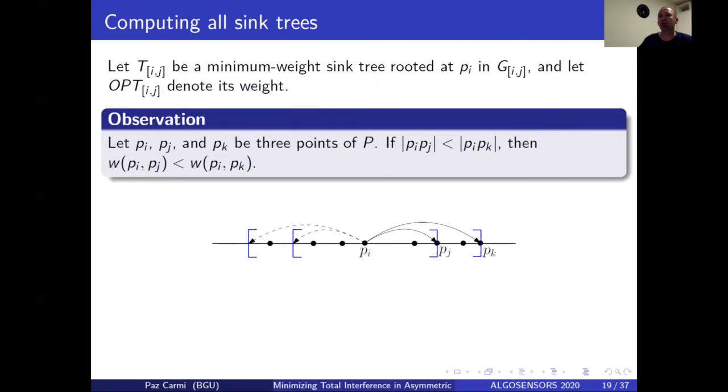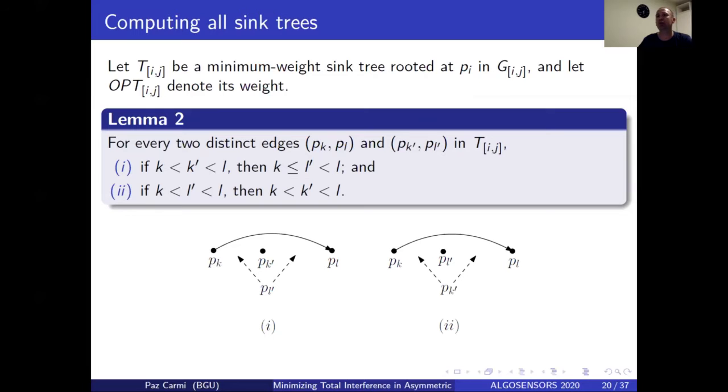So one observation: if we look at points Pi, Pj, and Pk, such that Pi Pj is smaller than Pi Pk, then the weight of Pi Pj is smaller than the weight of Pi Pk. Okay, this is quite clear. A lemma: for every two distinct edges, so we have an edge Pk, Pl, and Pk prime, Pl prime in the tree. If k prime is between k and l, then it follows that l prime is also between Pk and Pl, when it's bigger or equal than Pk, but strictly less than Pl. On the other hand, we also have that if l prime is between k and l, then k prime is strictly between k and l prime.